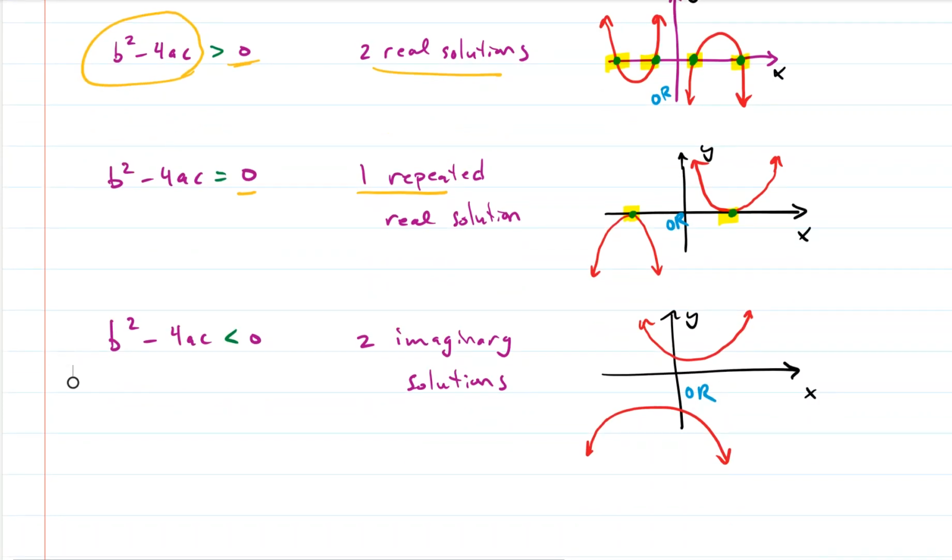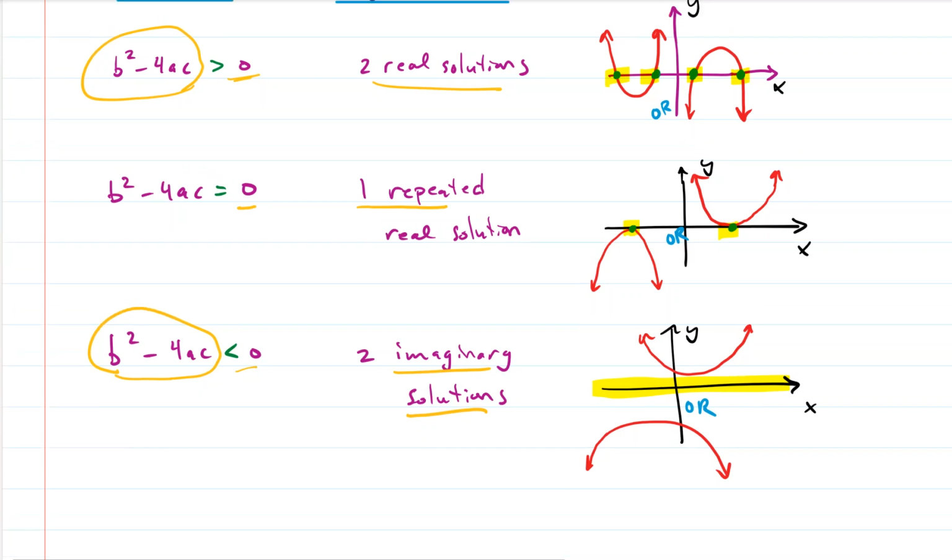And if that b squared minus 4ac, or the discriminant, is negative or less than 0, then we have two imaginary solutions. What we see when we graph a parabola whose discriminant is negative, we don't see it touching anywhere. The parabola will come down and go back up but never touch, or come up and go back down but never touch. So we have two imaginary solutions.